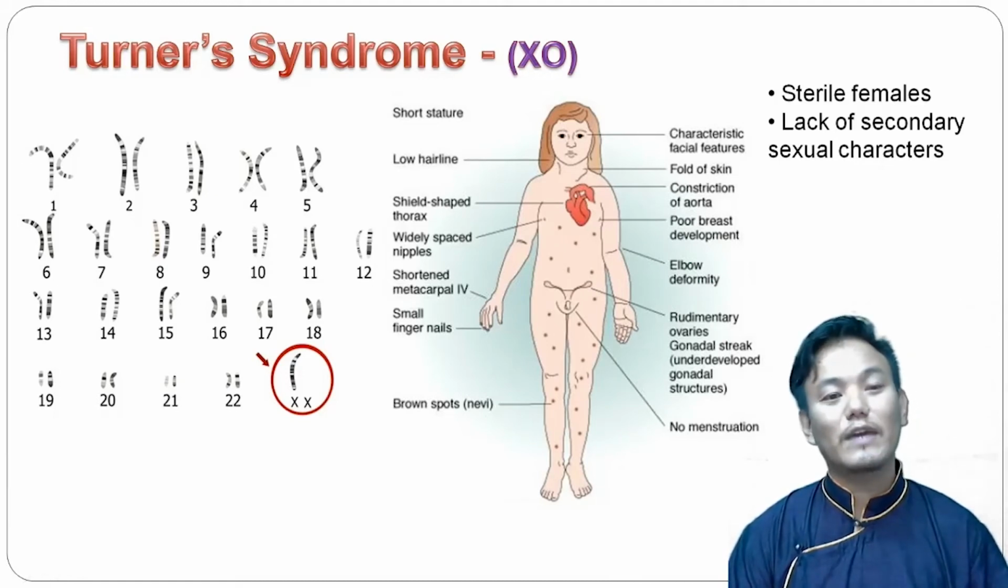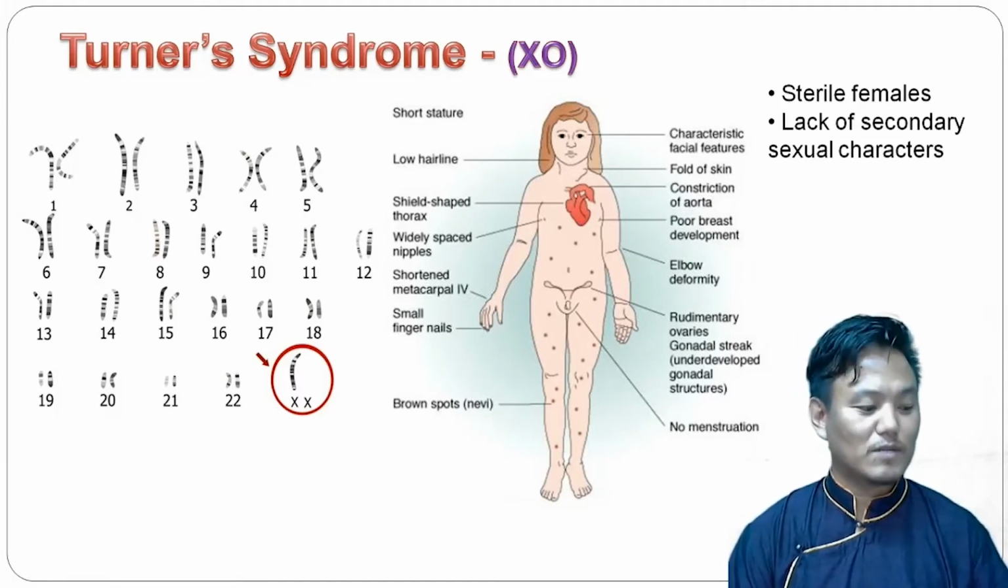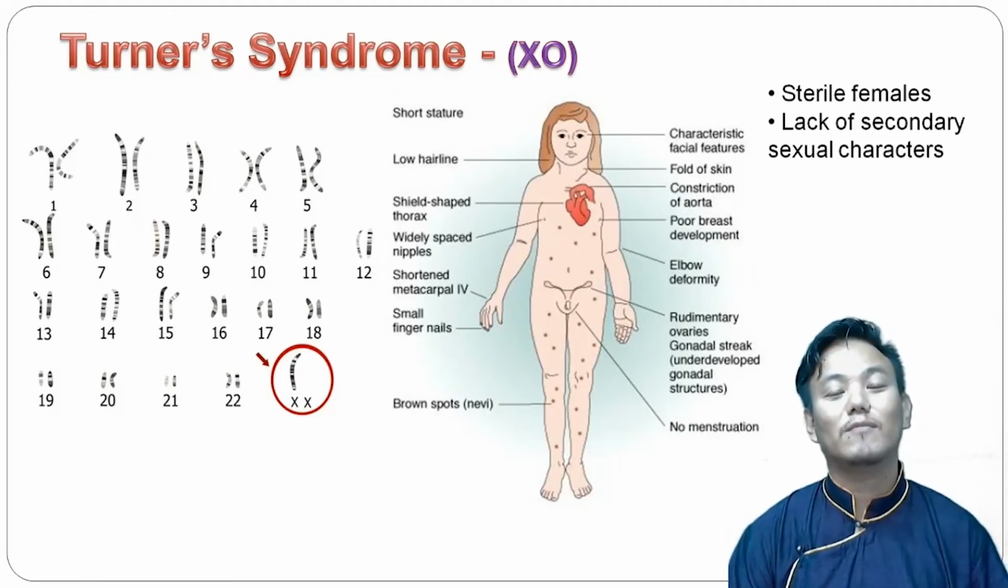With this, we have come to the end of chapter number 5, and in the next video we will start with chapter number 6, that is molecular basis of inheritance, in which we will study DNA and in detail how DNA acts as a genetic material.